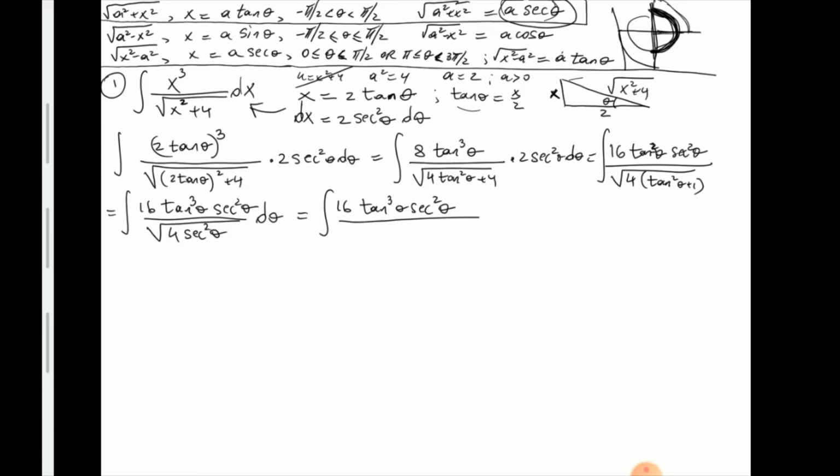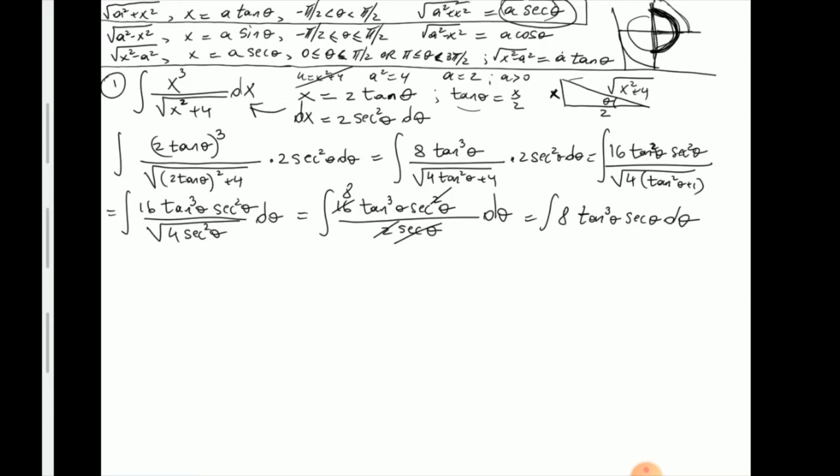So go very patiently until you get the hang of it. You'll go faster naturally later, but in the beginning you shouldn't rush. So we can actually cancel a factor of secant, and then 16 over 2 becomes 8. And you're left with the integral of 8 tangent cubed theta secant theta. So we're not done yet, and as you can see, problems like this can be rather longer than what you've seen before, which is the reason why you should go slower on this.